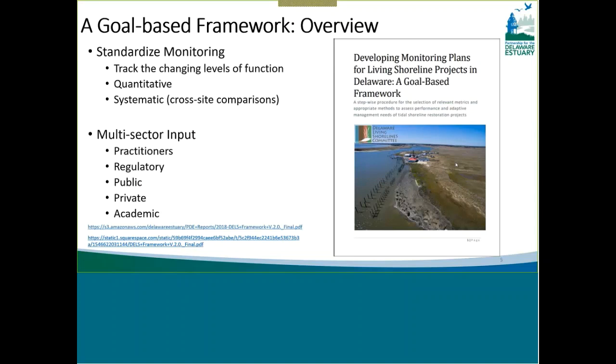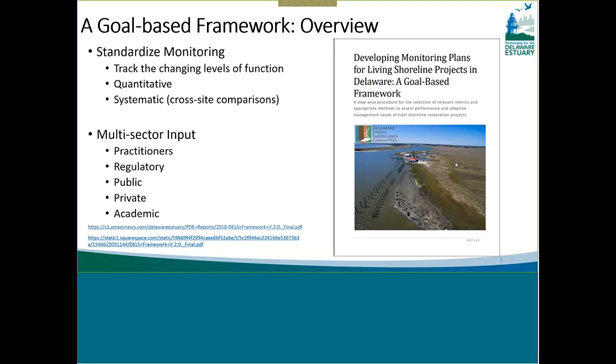So, as Jesse mentioned with the site evaluation document, this is another document that was put together by the Delaware Living Shorelines Committee to help people figure out how to monitor their shoreline. Okay, great, I'm putting this stuff in, but what can I do to track these different changing levels of function? Maybe I'm not a scientist. How hard is this going to be? Where do I begin? How do I organize information?